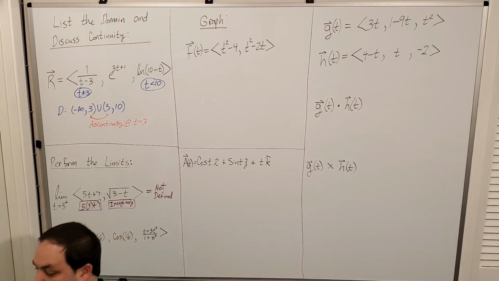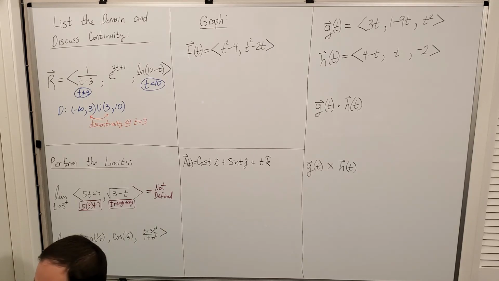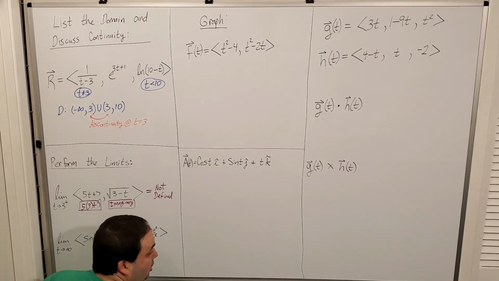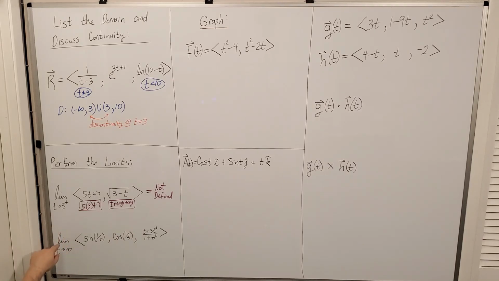Okay? Also, we've talked a lot about the limit as something goes to infinity. The limit as t goes to infinity here of this. And again, it works just like any other limit that you've done. I've just got 3 pieces to consider that limit of.